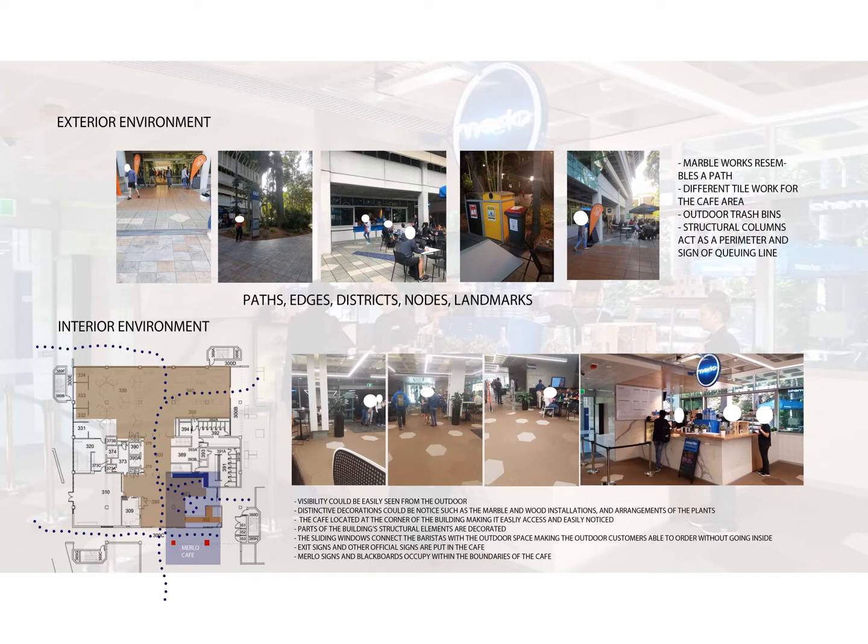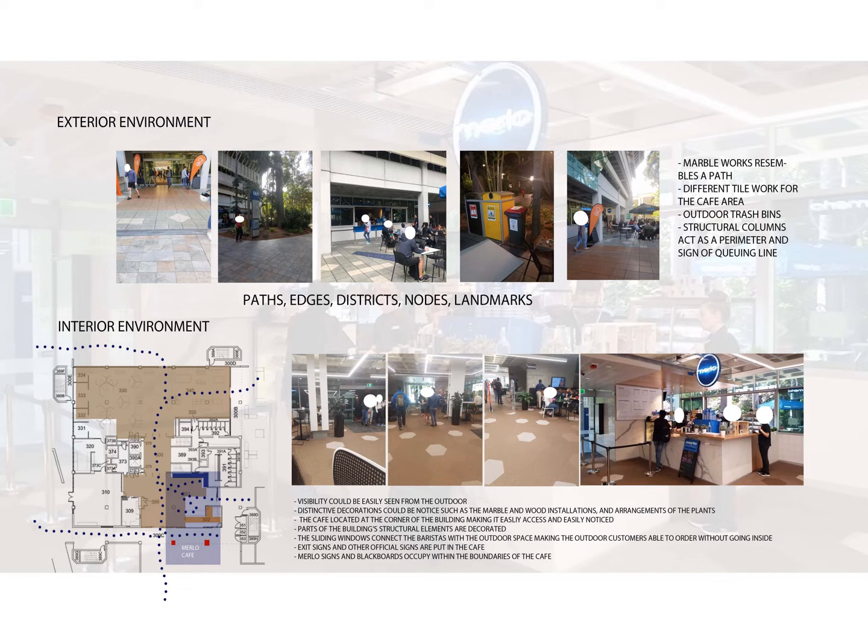Exterior environment, especially the path, edges, districts, nodes, and landmarks. Marble work resembles a path, and there is different tile work for the cafe area. Outdoor trash bins and the structural columns act as a perimeter, designed to show where the queue starts for the cafe.